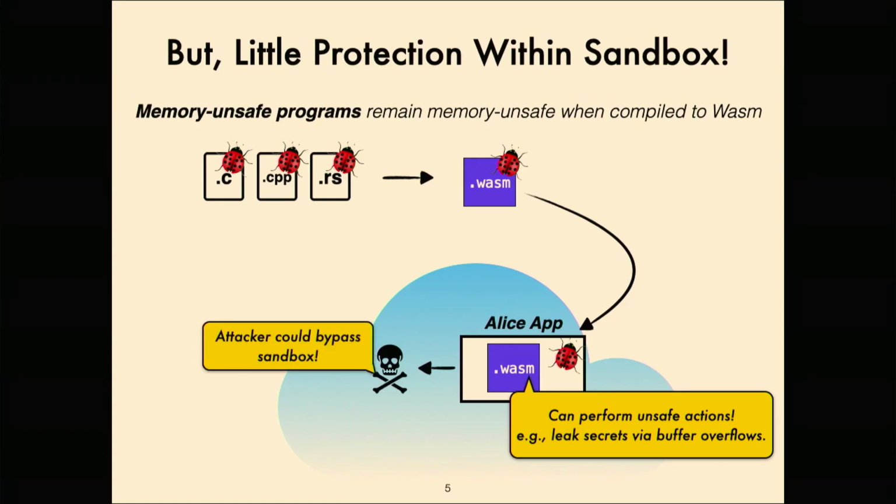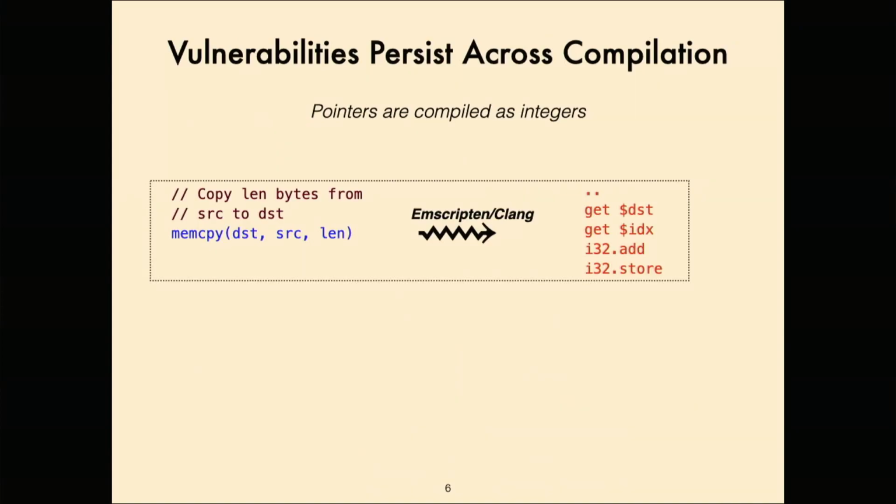To set a concrete example, let's take the classic memcpy from the C library, which copies source to destination for a len number of bytes, and compile it to Wasm. As you know, len doesn't have any relation with the destination buffer. This could lead to a buffer overflow in memcpy.